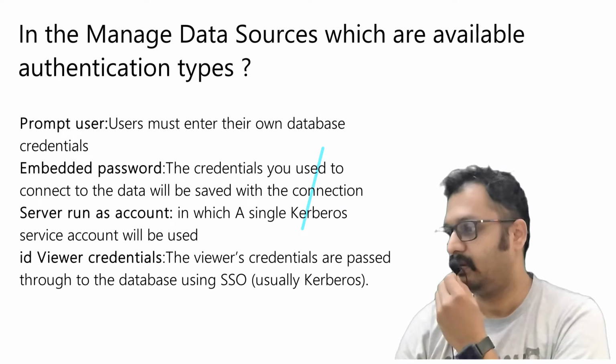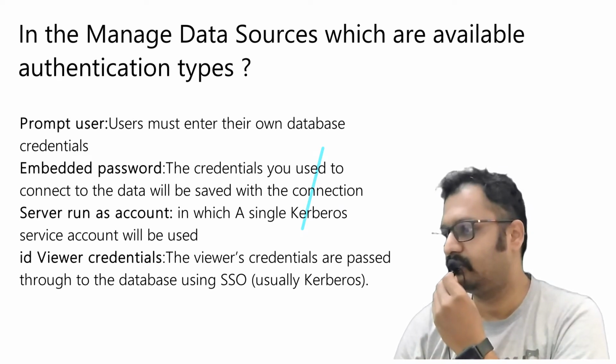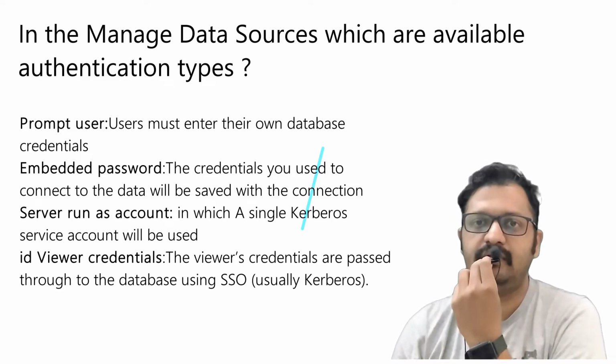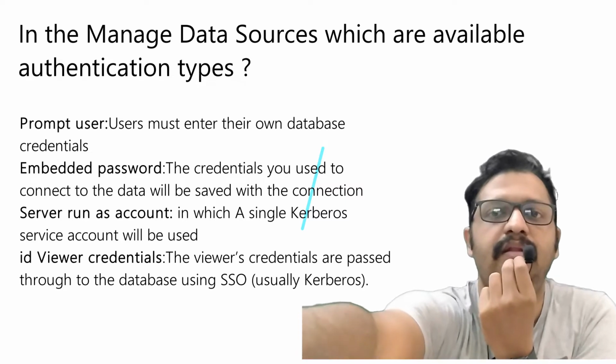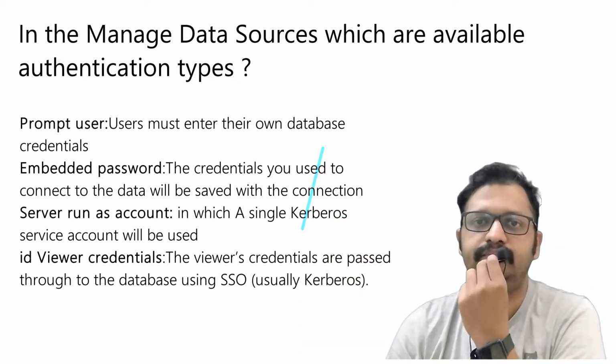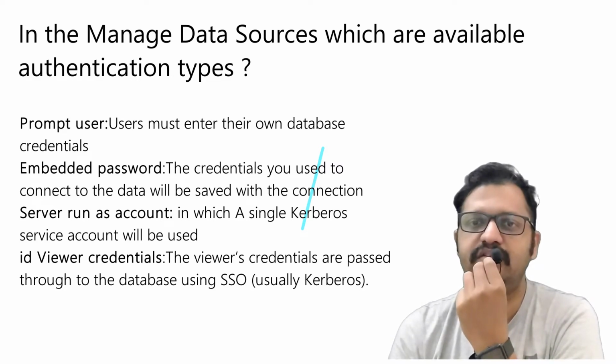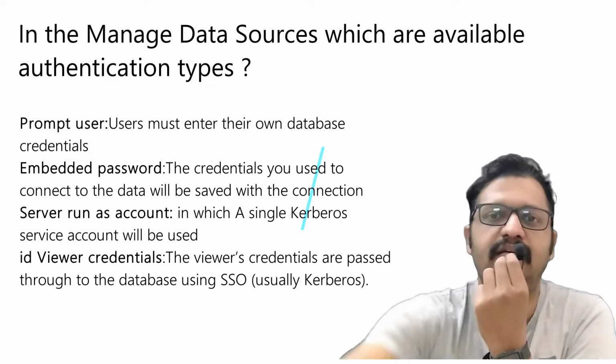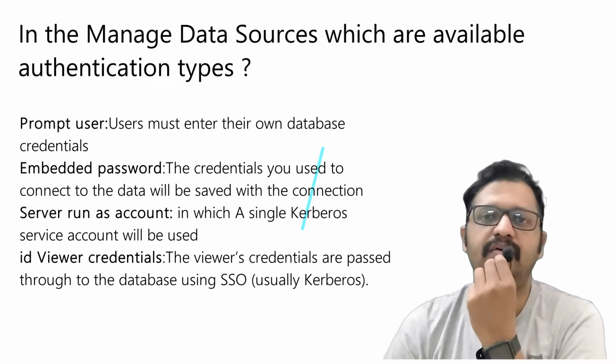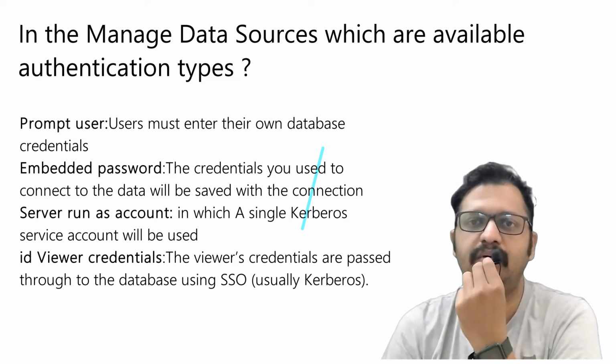Next question. In Manage Data Source, which are the available authentication types? The first authentication type is Prompt User, in which users must enter their own database credentials to access the published data when the view or workbook loads. The second authentication type is Embedded Password, in which the credentials you use to connect to the data will be saved with the connection and used by everyone who accesses the data source or workbook you publish.